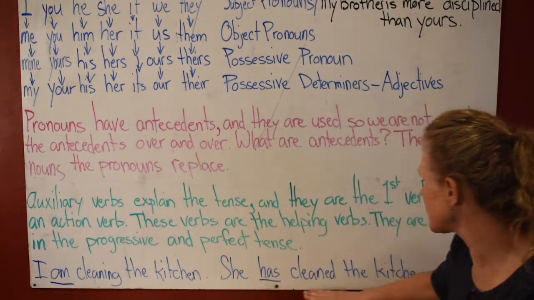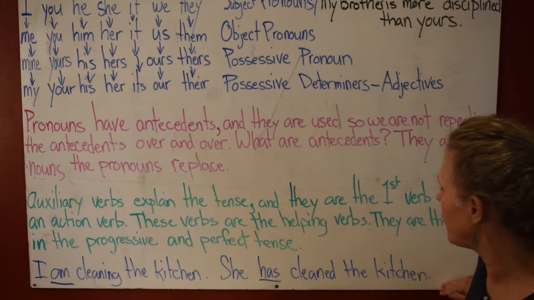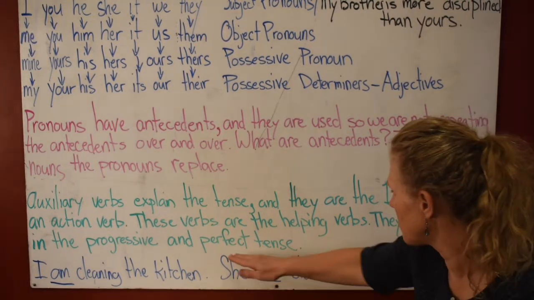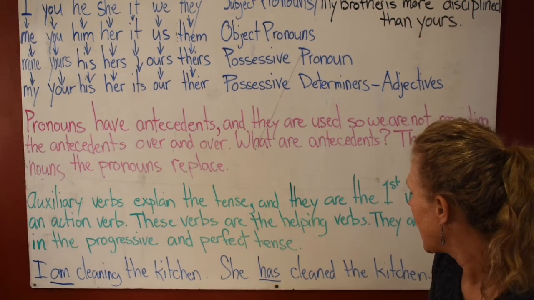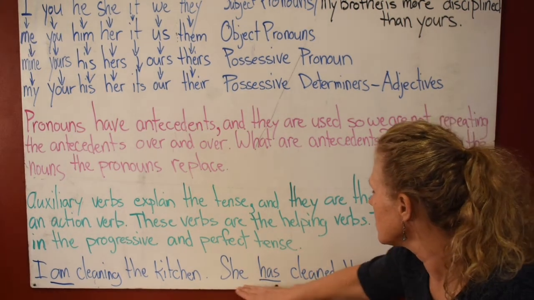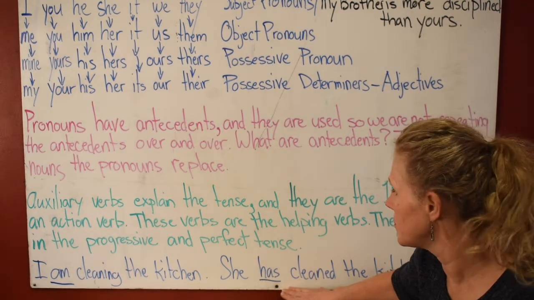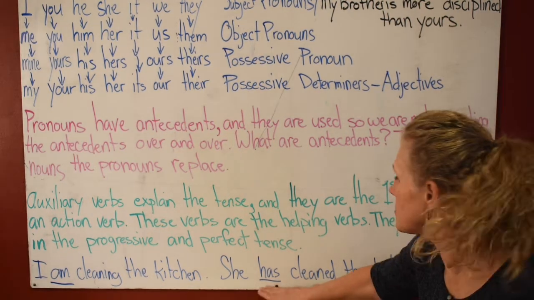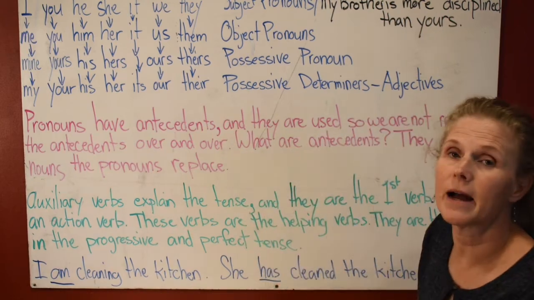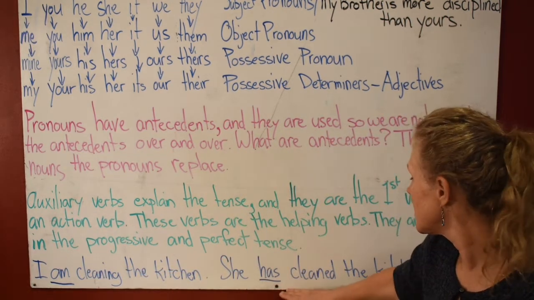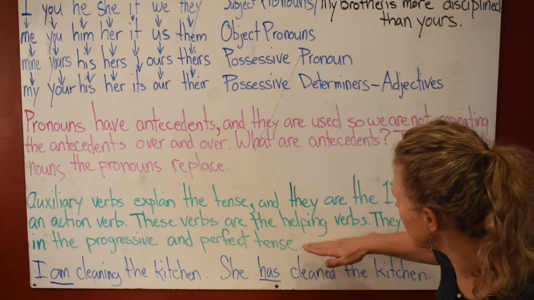Now, she has cleaned the kitchen. Now, this is sitting us where? Perfect. In the perfect tense. And these right here, they are past, present, or future. This is present and this is present. Yeah, so this is present and this is present right here. But that's what gets so confused.